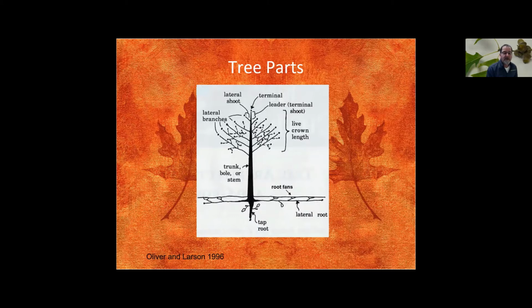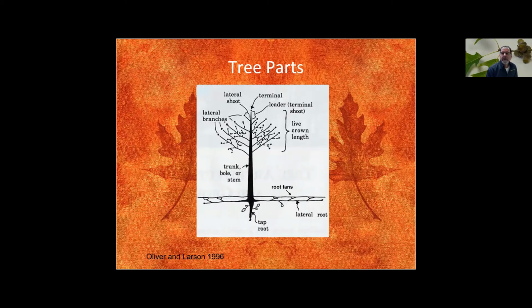Coming around the left side, then we have the trunk or the bole or the stem. This is the part that as a forester I'm interested in. This is the wood fiber that we're growing for the 8 billion people on this planet. And so that's what foresters are constantly concerned about. And then you'll see lateral branches.